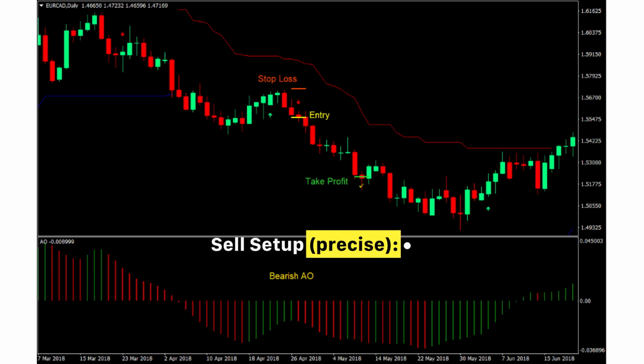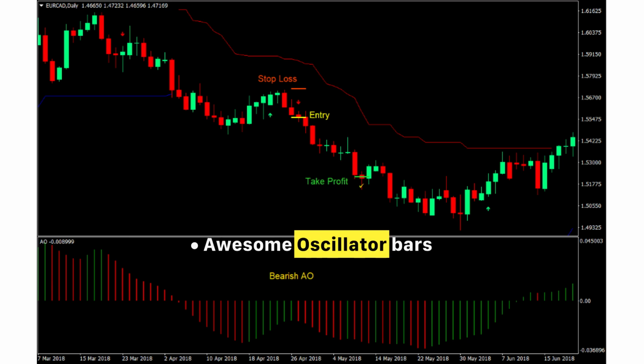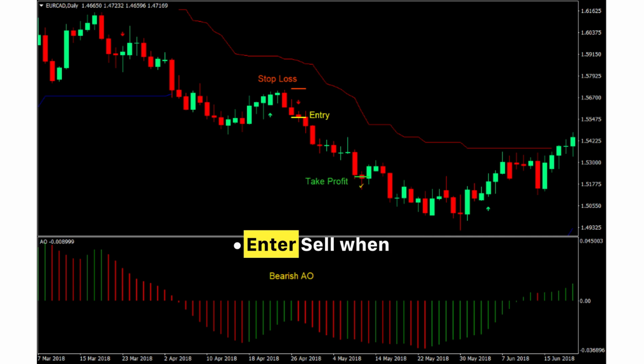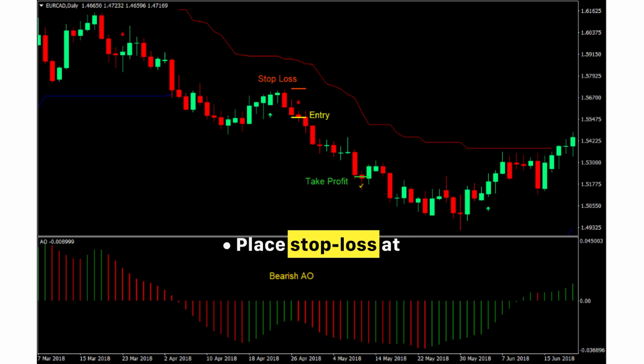Sell setup, precise. Chandelier stops line must be red above price, bear trend. Awesome oscillator bars must be negative, bearish momentum. Enter sell when the EMA crossover signal shows a down arrow. Place stop loss at the fractal above the entry candle.